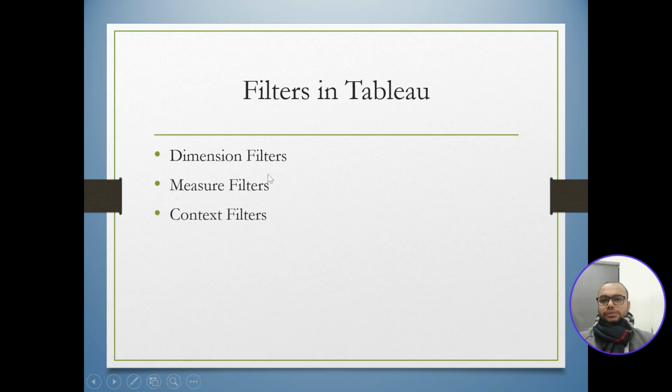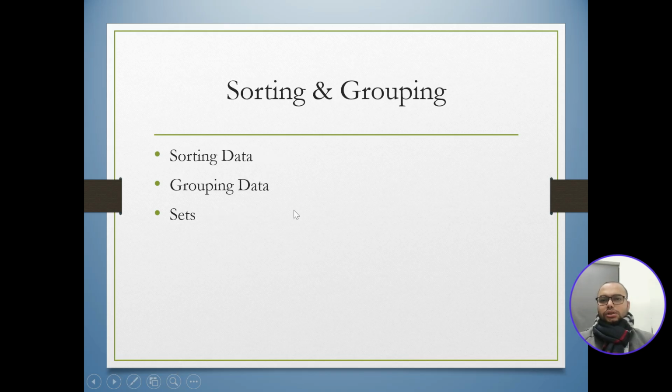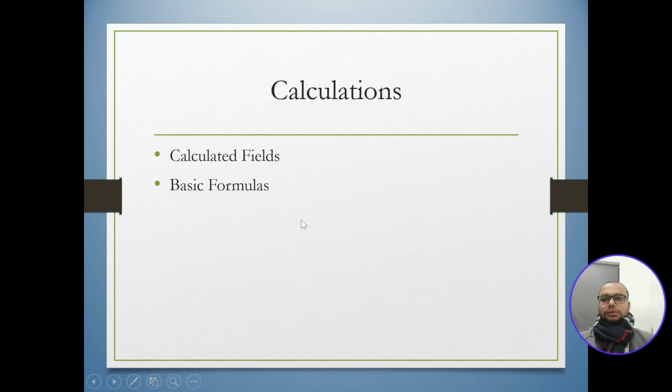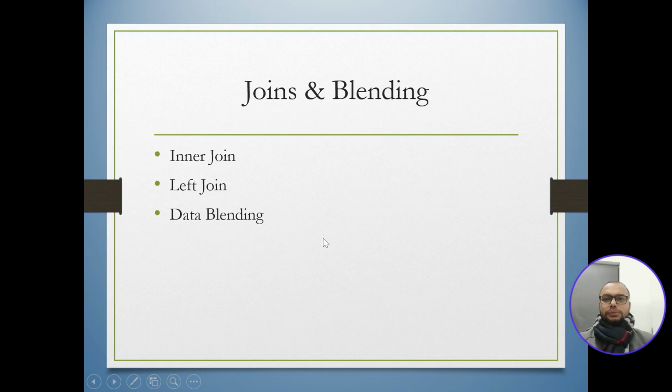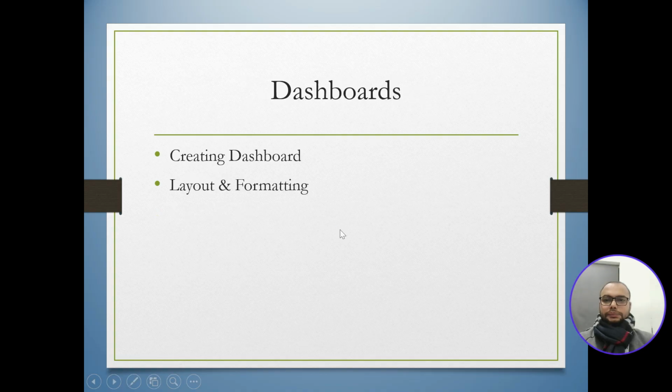Filters in Tableau, like dimension filters, measure filters, and context filters. Sorting and grouping: sorting data, grouping data, and sets. Calculations, calculated fields, and basic formulas. So this is the agenda of Tableau, which one you're going to normally do. Joins and blending, like inner join, left join, and data blending. Dashboard: creating a dashboard, layouts, and formatting, like font, sizing, borders, and color combinations for the layouts of your dashboard.